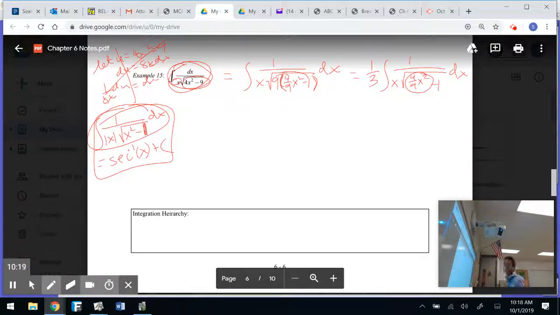Let's just cheat a little bit, right, class? I want that to be just a u squared. So let's let u squared equal 4/9 x squared, right, class? And then let's go ahead and do.